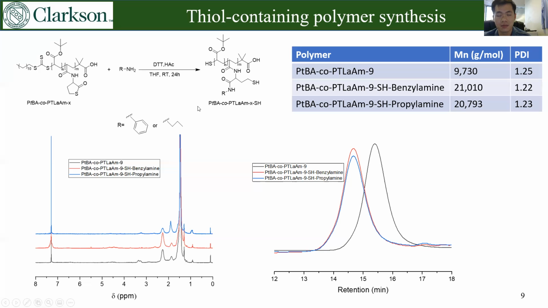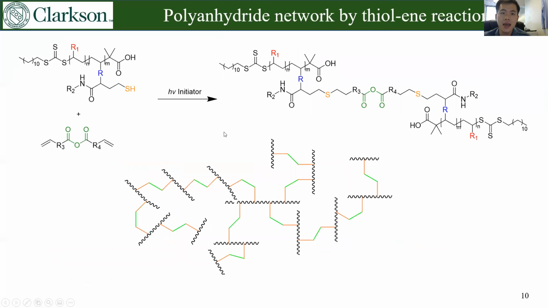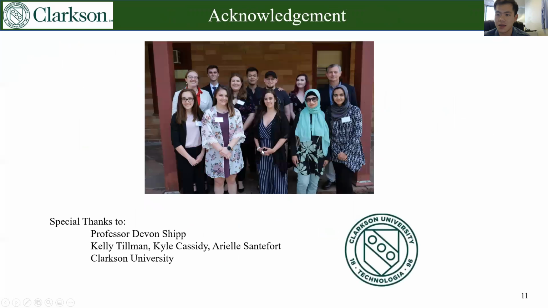I'm able to get some polythiol. And in the end, I can use this polythiol to react with polyanhydride to make a network. This whole network can be used for water degradation for some molecule release. So that's why it's important to tune the hydrophobicity of the polythiol or thiolactone-containing monomer. All right, so that's all.